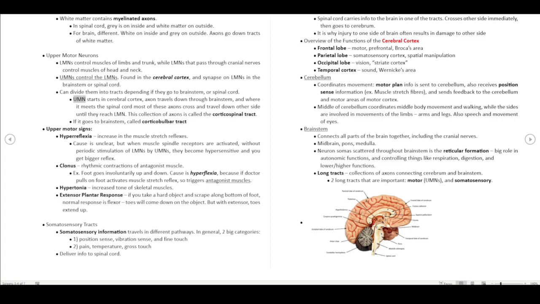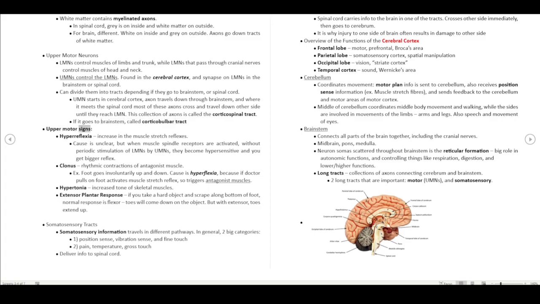UMN starts in cerebral cortex, axon travels down through brainstem, and where it meets the spinal cord most of these axons cross and travel down the other side until they reach the LMN. This collection of axons is called the corticospinal tract. If it goes to brainstem, called corticobulbar tract.